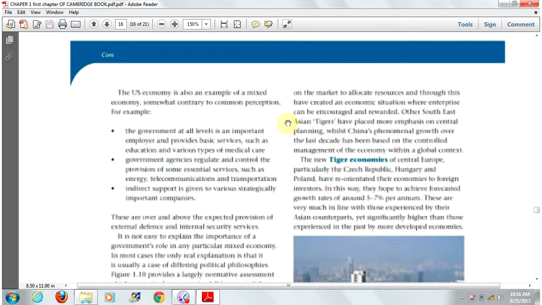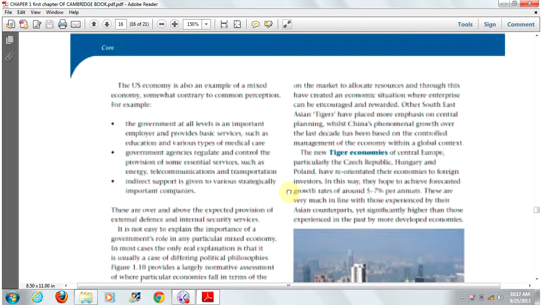The new tiger economies in Central Europe, particularly the Czech Republic, Hungary, and Poland, have reoriented their economies towards foreign investors. In this way, they hope to achieve forecast growth of around 5 to 7% per annum. These rates are very much in line with those experienced by their Asian counterparts, yet significantly higher than those experienced in the past by more developed countries.